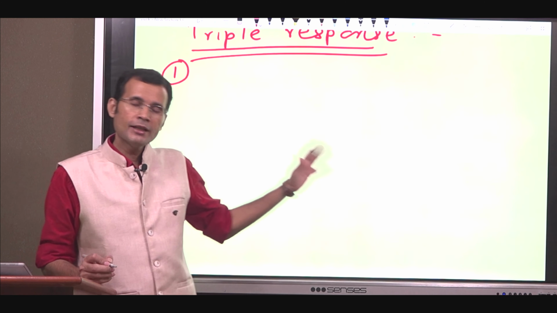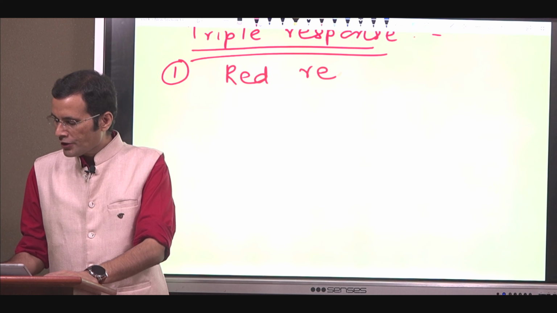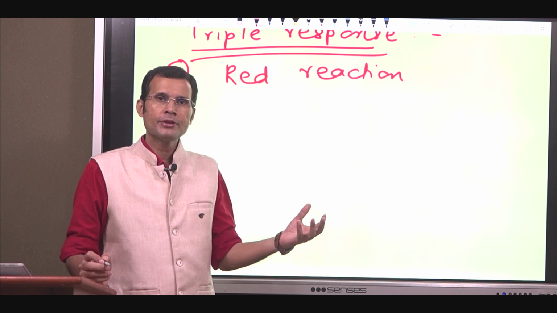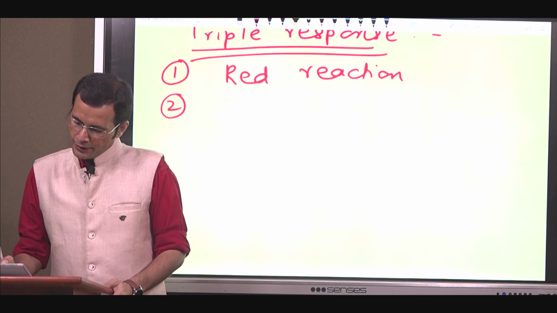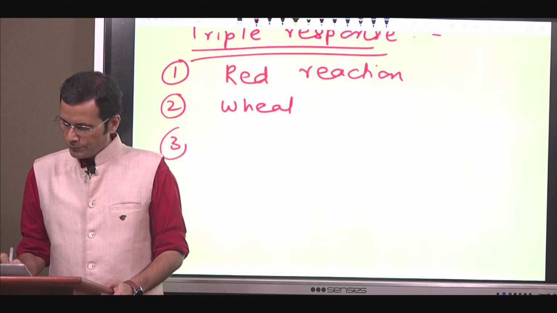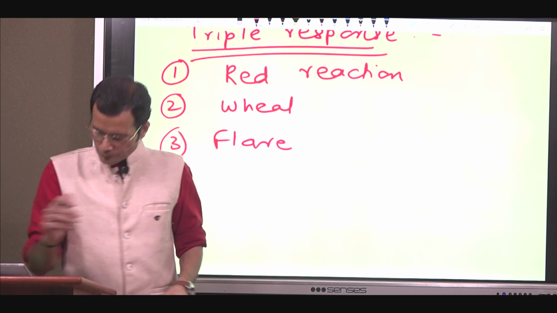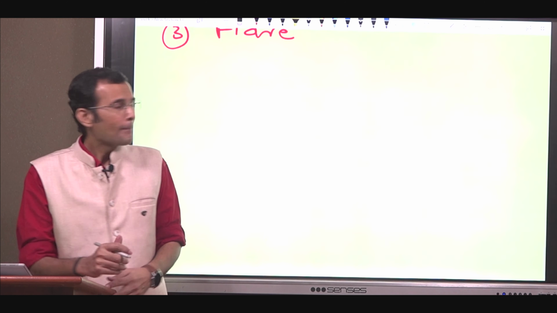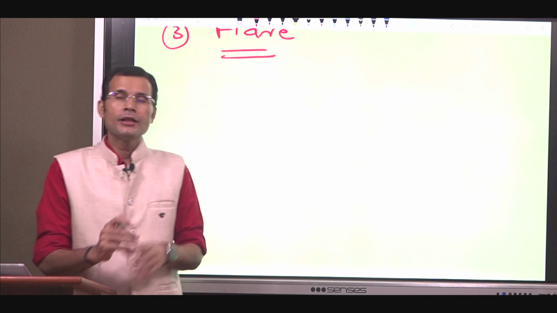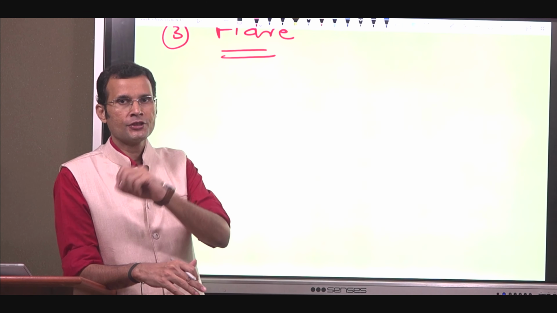And these three things that happen are the red reaction that happens within a few seconds, let's say within 10 seconds or so, and then wheal and flare, or flare and wheal. Now flare is said to be occurring due to the antidromic conduction.